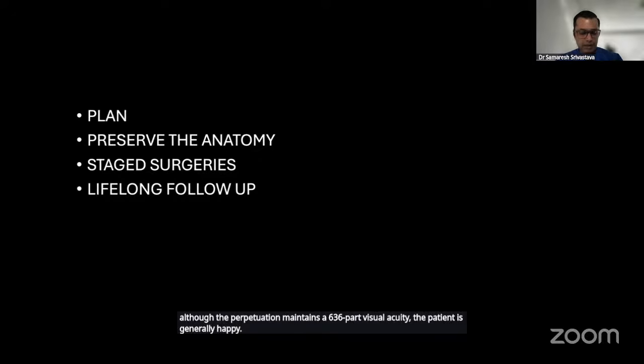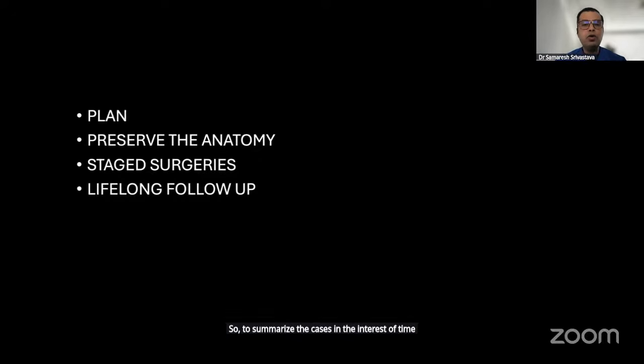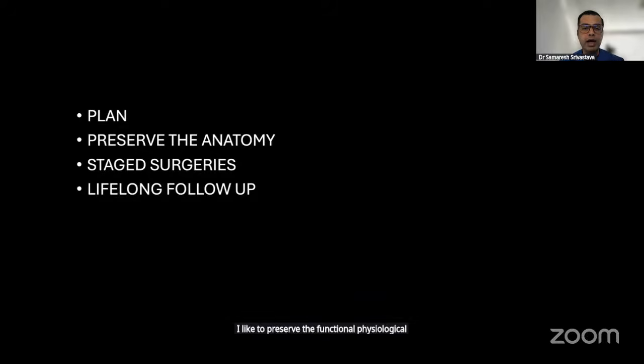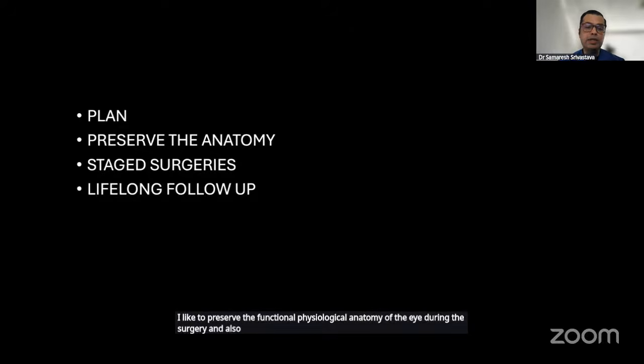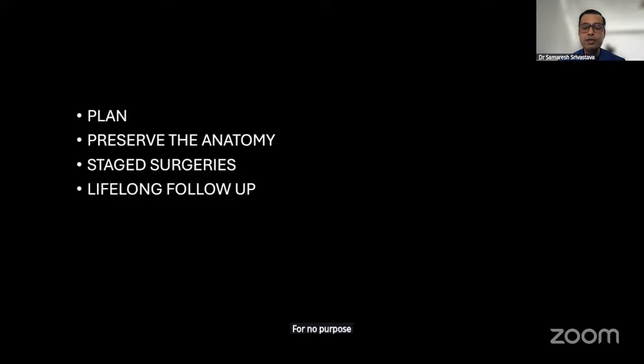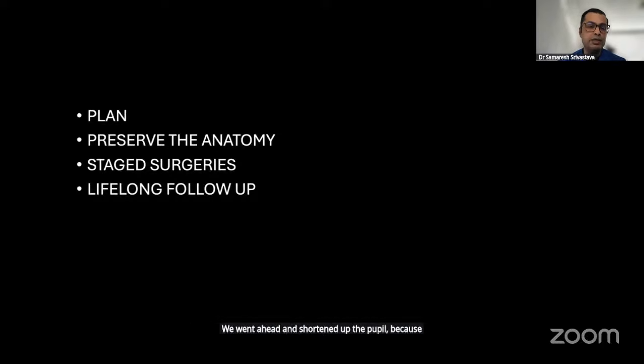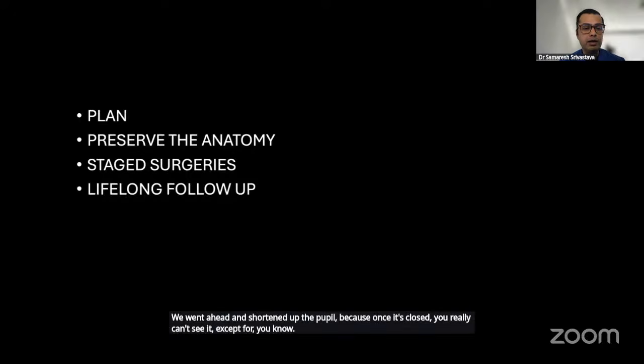So to summarize the cases in the interest of time, I think it's great to always look at the patient and plan, and keep plan A and plan B in mind. I like to preserve the functional physiological anatomy of the eye during the surgery and also later, because the barriers have a role to play and they're not there for no purpose. It's always a good idea to stage your surgeries, because since the patient had a retinal trauma, we wanted to wait and see. We could have done the pupilloplasty in the first sitting, but we wanted to see the stability of the retina at 3 months. And once the retina doctor gave a clearance, we went ahead and shortened up the pupil, because once it's closed, you really can't see it except for whatever limited field of view you have.